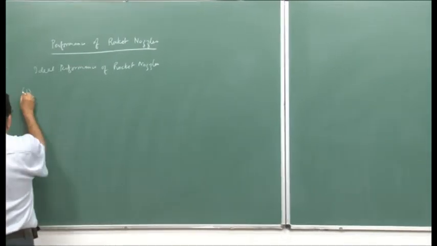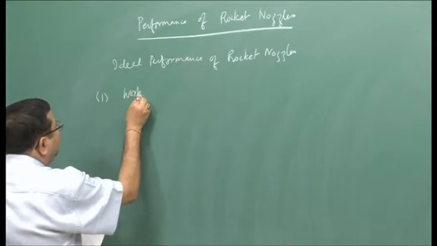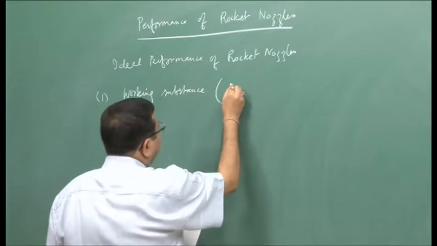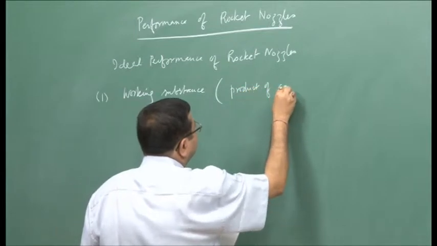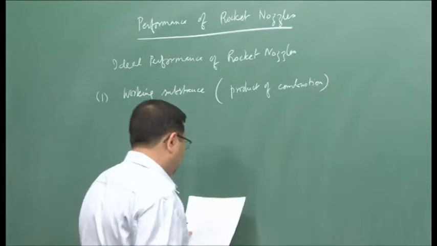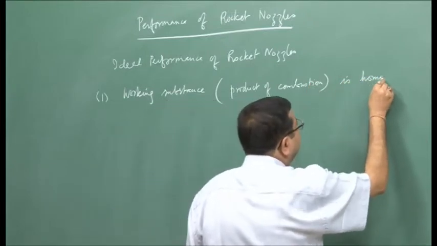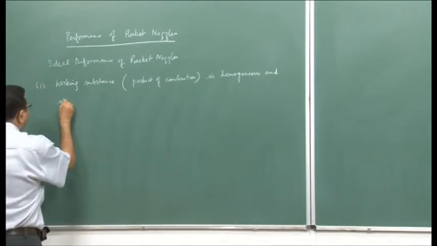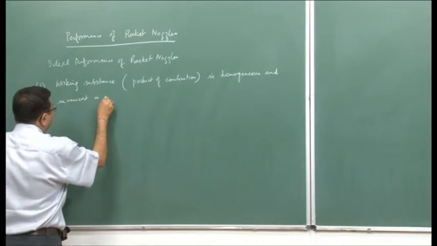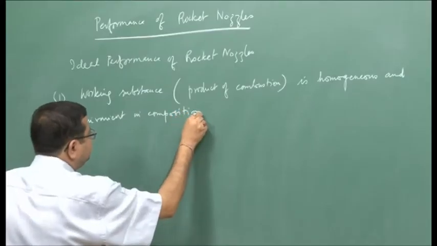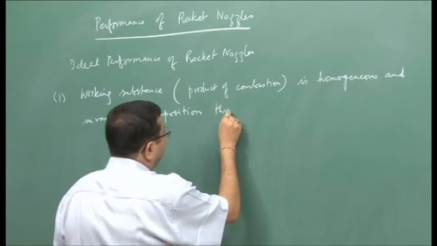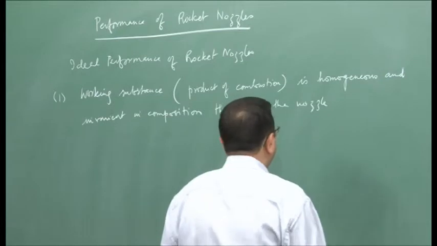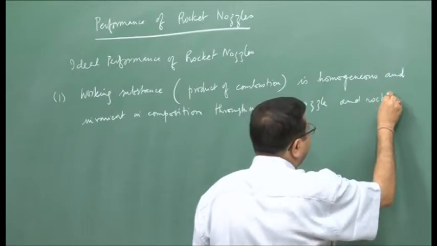So, the first assumption is that the working substance, which is essentially the product of combustion of the propellants, is homogeneous and invariant in composition. Throughout the rocket chamber, throughout the nozzle and also the rocket chamber. Let us understand what I mean by that.